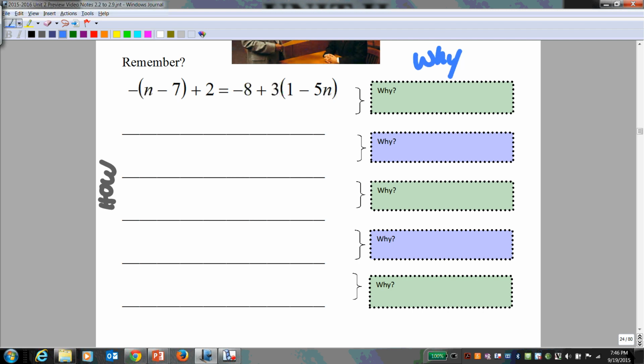Let's do our algebra together on the left. Ready? Circle, distribute, circle, distribute.